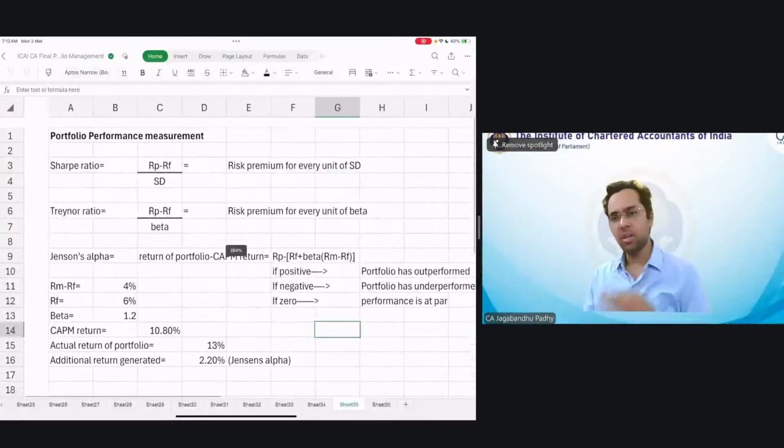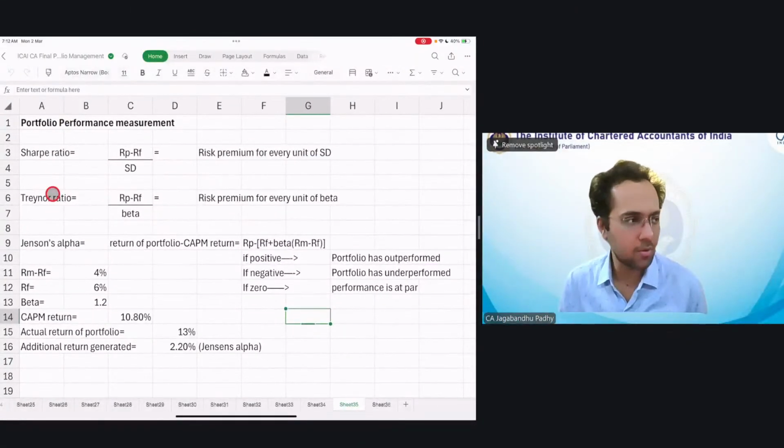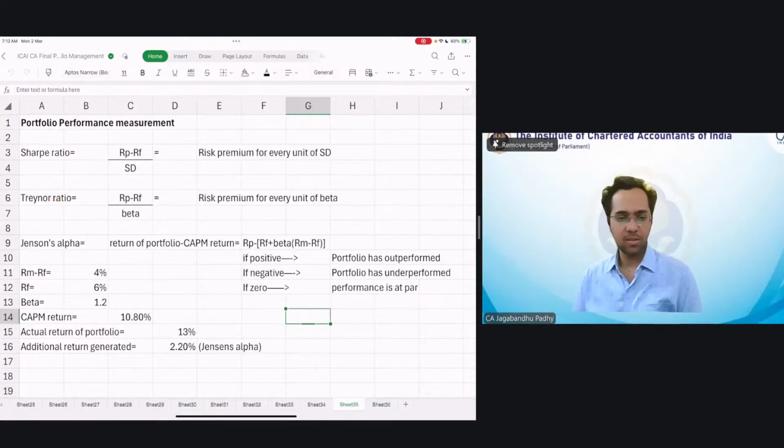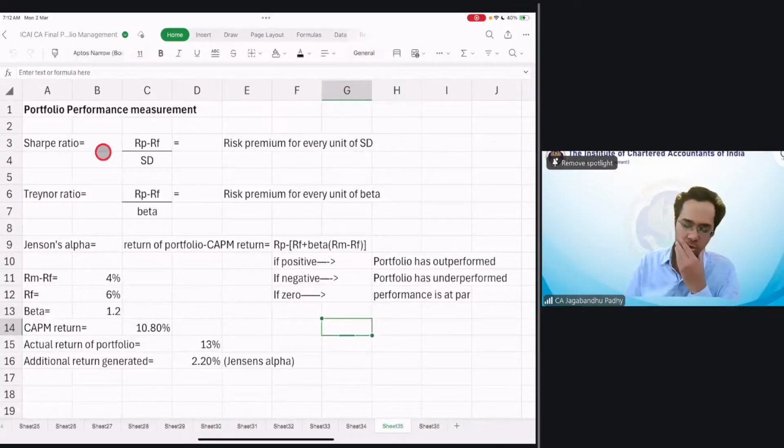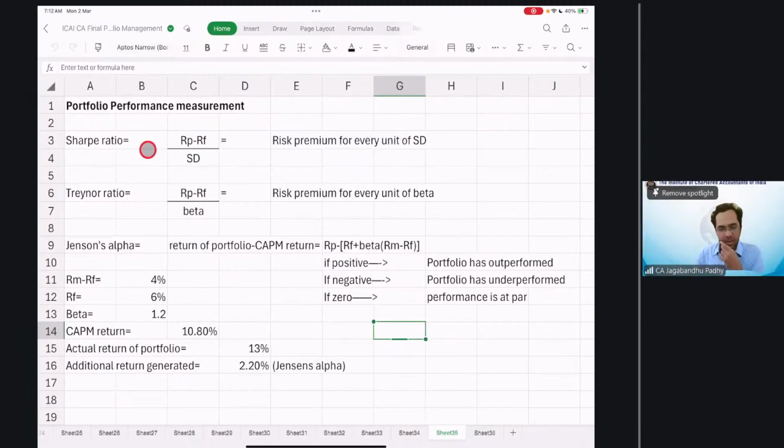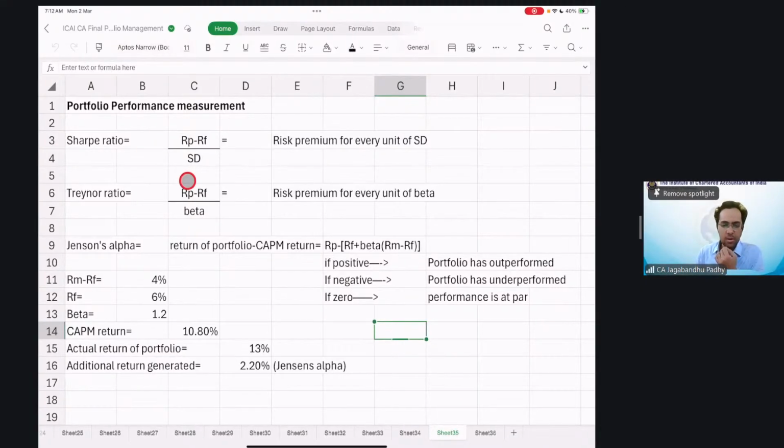Portfolio performance measurement. There were three tools using which we evaluated the performance of our portfolio. One is the Sharpe ratio, wherein we take the return of our portfolio minus risk-free divided by the standard deviation. Treynor ratio is return of portfolio minus risk-free divided by beta. Jensen's alpha is return of portfolio minus the CAPM return. So the Sharpe ratio is going to tell you what is the risk premium that you're getting for every unit of standard deviation. Treynor ratio is going to tell you what's the risk premium that you're getting for every unit of beta.